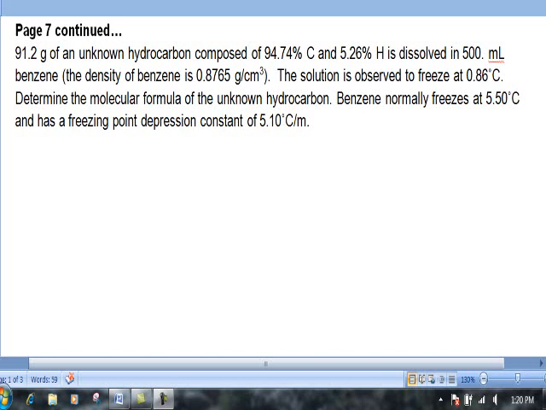Let's go through how to solve a colligative properties problem in which you're called upon to find the empirical formula and ultimately the molecular formula of an unknown solute that's producing a solution. The problem we're going to use is the first semester final practice problem that's on page 7.